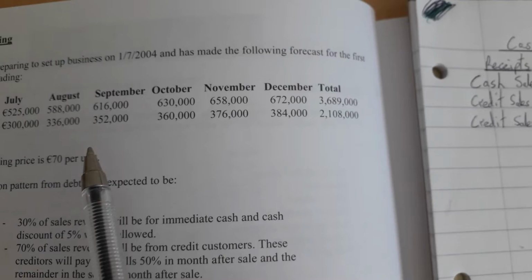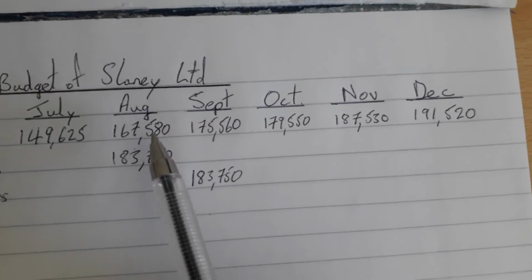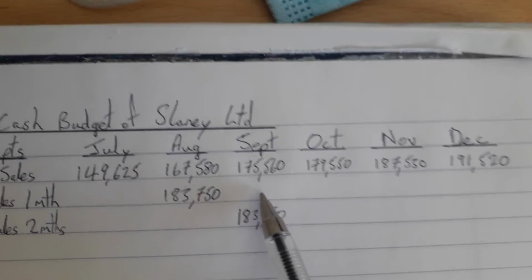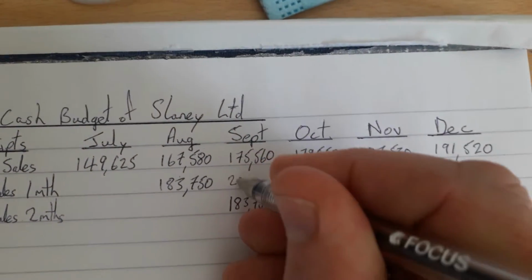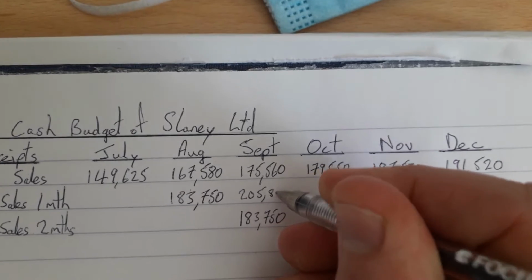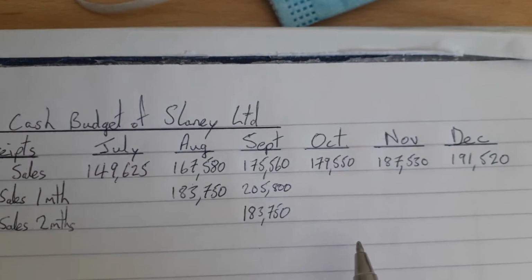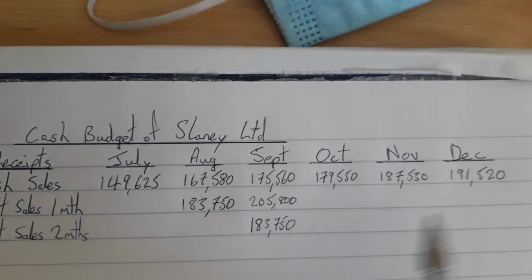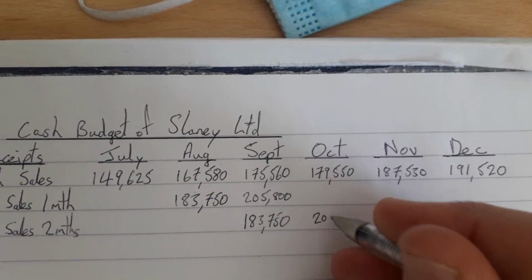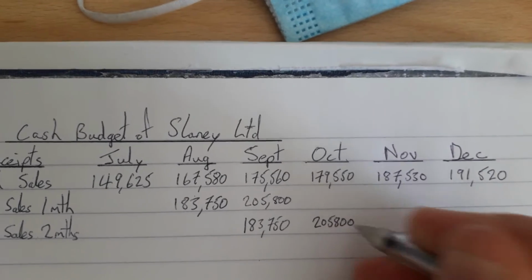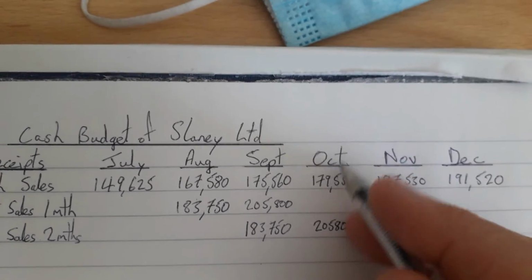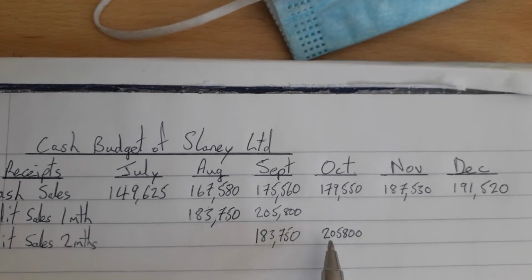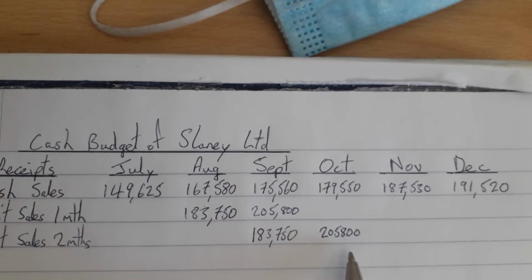So a month after August's credit sales is September, 1 month after. So you have 205,800 going in there. But also 2 months after August's credit sales is October, so we have another 205,800 being paid back 2 months later, which is in October, and since it's 2 months later it has to go in the 2 months line. So the October column, the 2 months line.